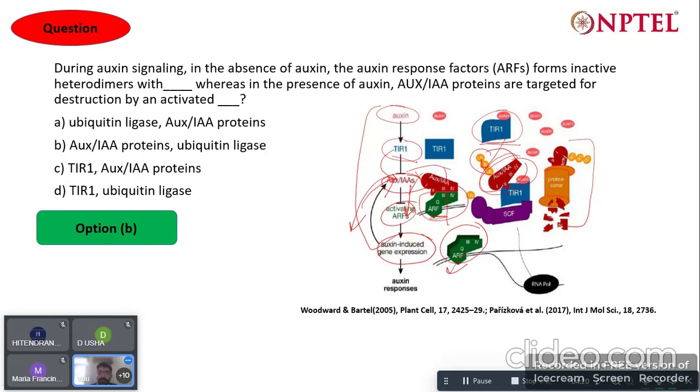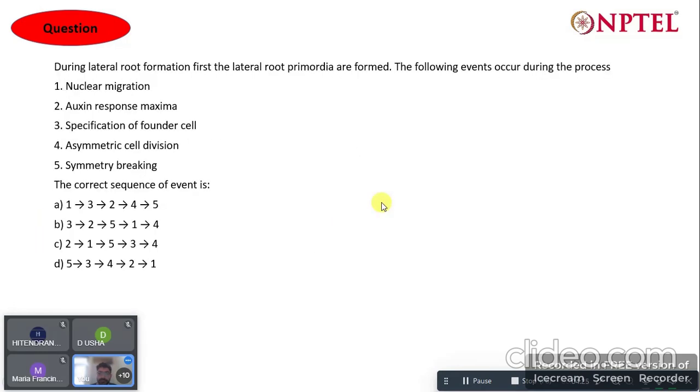If not, then we'll move on to the next question. So this is the next question. During lateral root formation, first the lateral root primordia are formed. The following events occur during the process, and these are the events mentioned. What's the correct sequence of the events mentioned? Can anybody take a guess? Option B, sir. Okay. Any more guesses?